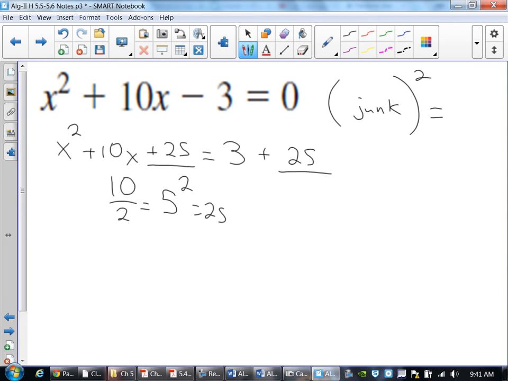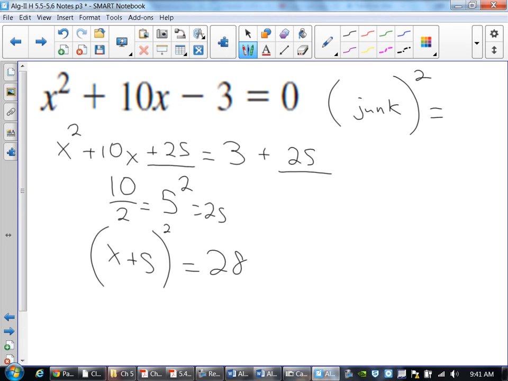Okay. Now take a look at what we've done. What times what is 25 and adds together to get 10? 5 and 5. You've created a perfect square. This value, this half of B, whether it's positive or negative, always goes in the parentheses term. Now this has to equal 28.